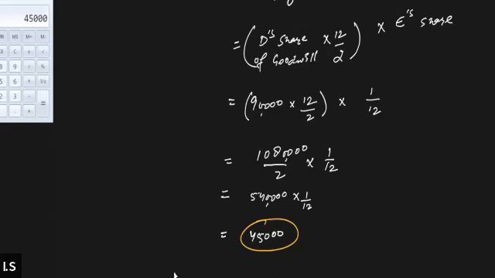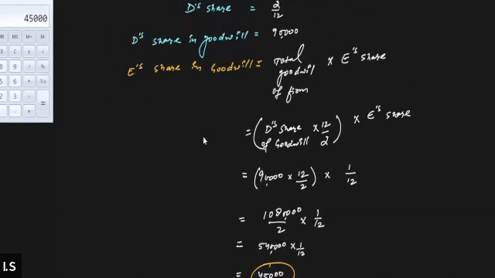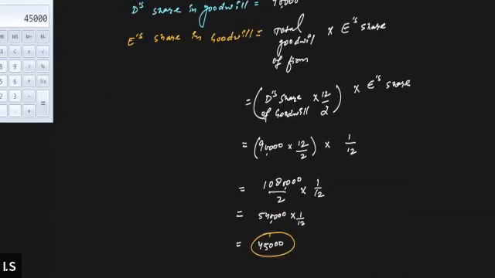Tell me everyone, is this clear to all of you? This is the calculation for E's share of goodwill. Tell me if this calculation is clear to everyone, yes or no. Hiba, Mariam, and everyone else. Yes, sir, it's clear. Okay.